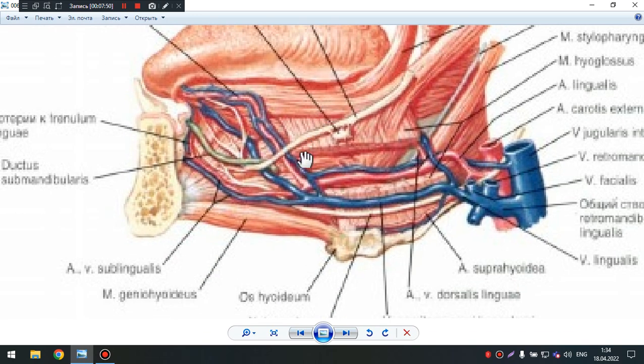This artery blood supplies the sublingual gland and mucosa of the inferior wall of the oral cavity and muscles above the hyoid bone and hyoid bone.